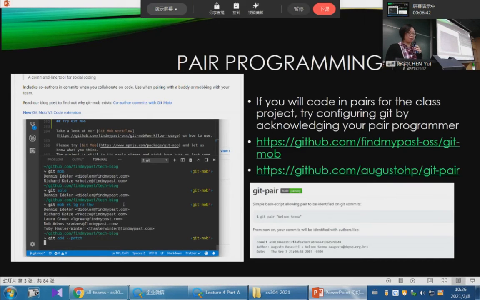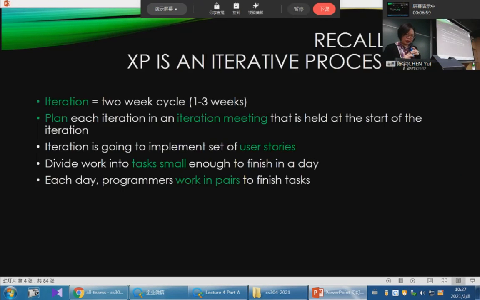I haven't tried it, but I think it is quite good, because you can actually put two authors in the same commit, and that also becomes more fair, I feel. And then we will continue talking about XP.